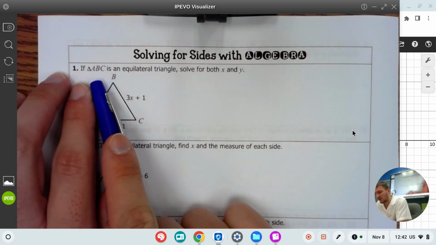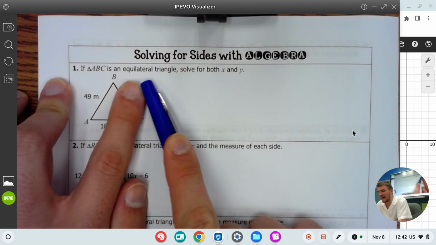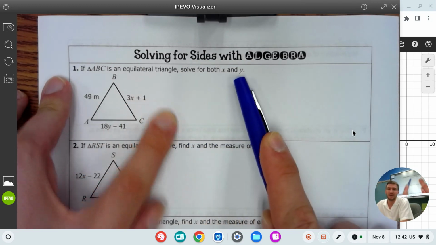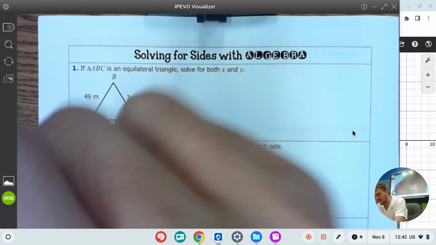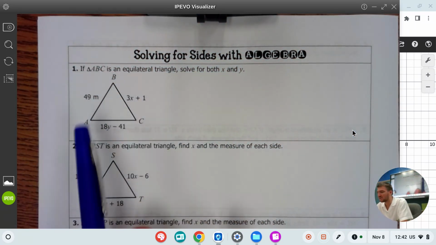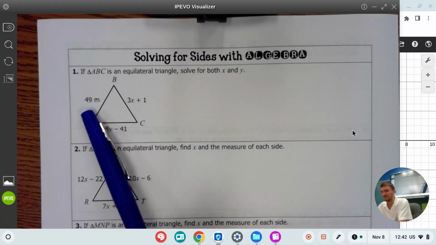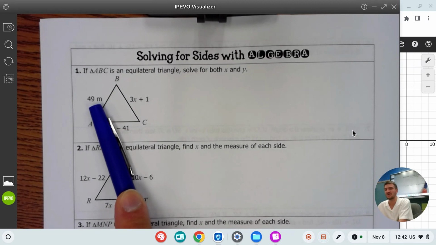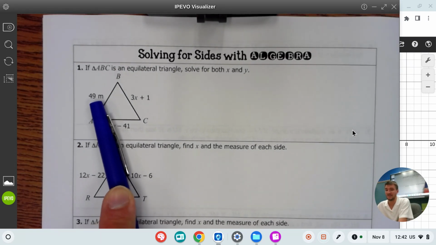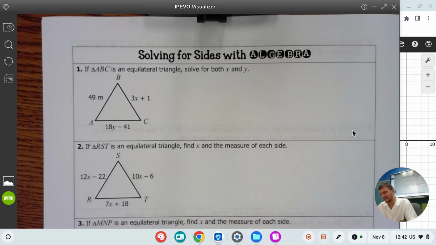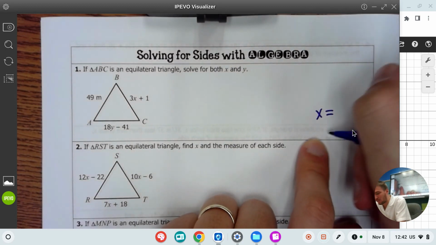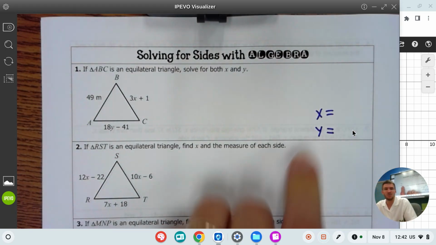It says triangle ABC is an equilateral triangle. Solve for both x and y. I'm going to look at my picture. I have a triangle. I've got 3 different sides. Those 3 different sides, I can see that one of them looks good. 49 meters. All right, it's a very, very big triangle, but fair enough. But then I have these other 2 sides. I don't know what those are. I'm going to have to find out what x and y is according to the directions.